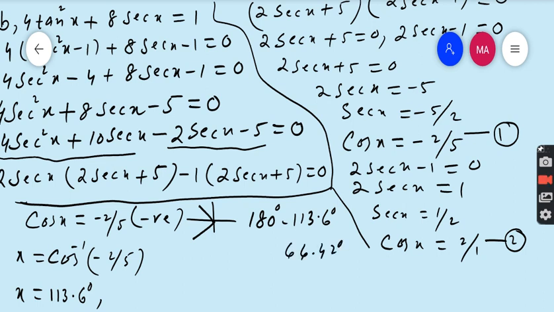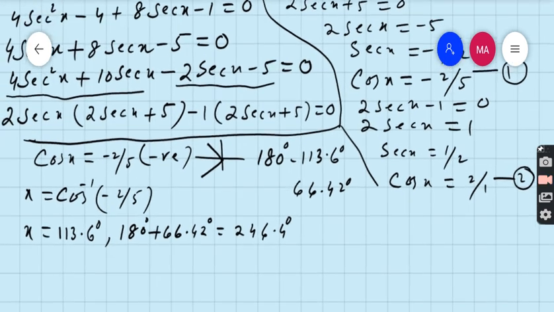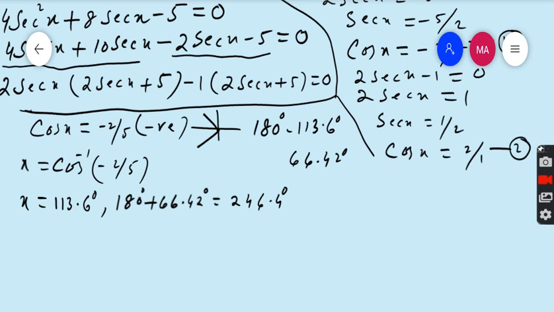Hence, the angle in third quadrant should be 180 plus 66.42, which is equals to 246.4. So these are two angles from equation number 1. Taking equation number 2, cos x is equals to 2. This is positive. Cos is positive in first and in fourth quadrant.